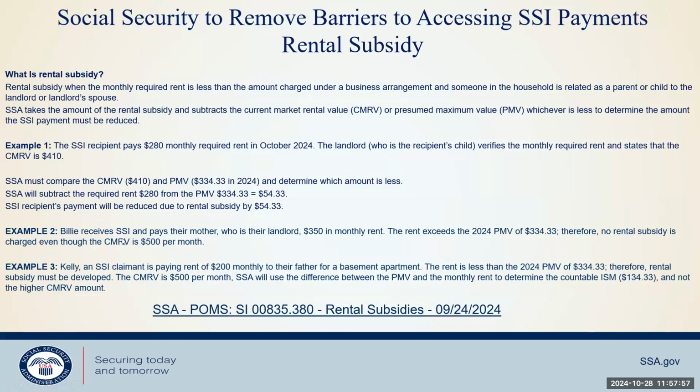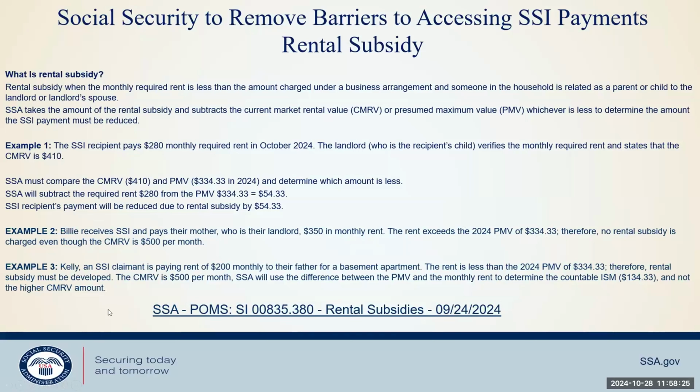Another example is an individual receives SSI and pays their mom $350 in rent. That $350 is above the presumed maximum value, okay? No rental subsidy exists, even though the current market rental value is $500 per month. So we look at both of these. And if the rent is above one of those, there's no subsidy involved.